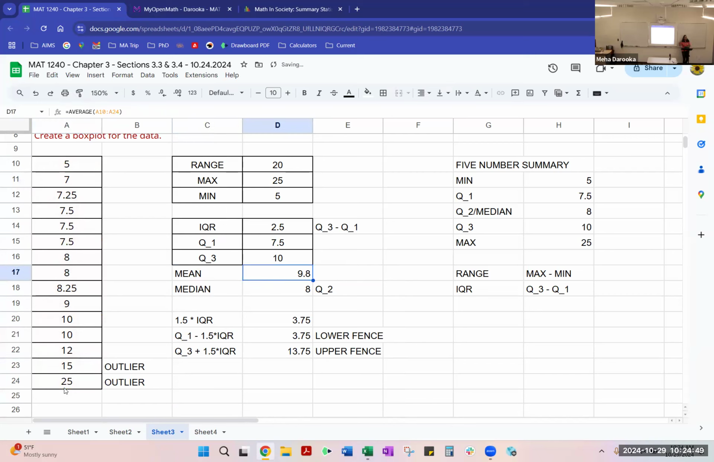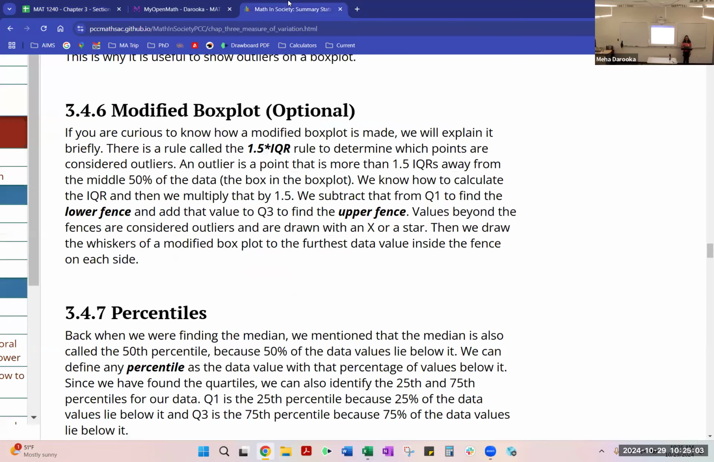And you can see how, because of those 2 outliers, our average is being pulled towards the higher side, whereas your median was just at 8, but the mean is coming out at 9.8. And that's because of those 2 numbers, 15 and 25, that the mean is getting pulled a little bit on the higher side.